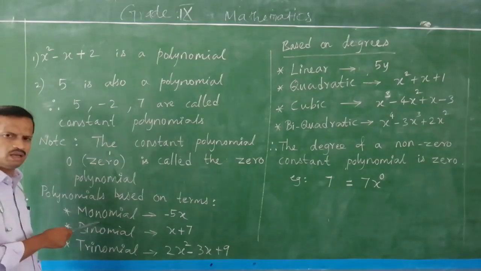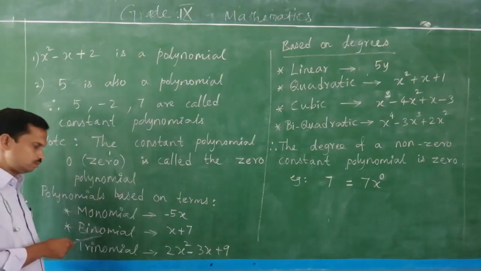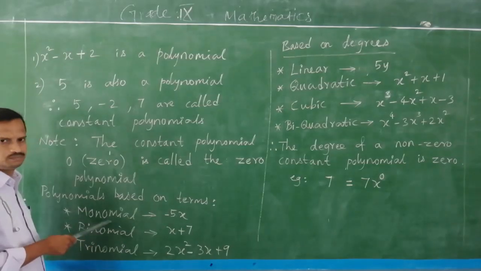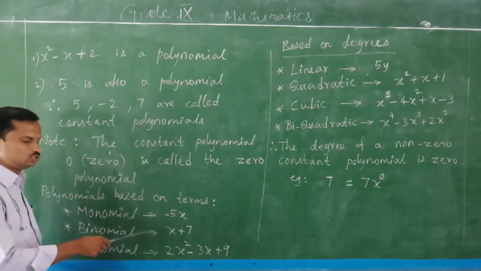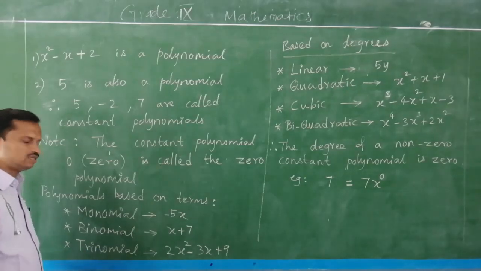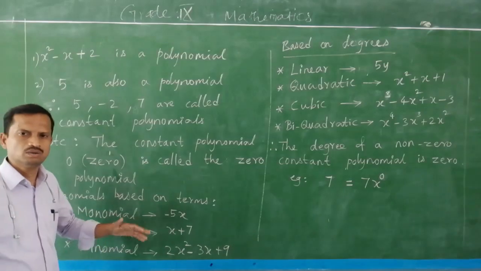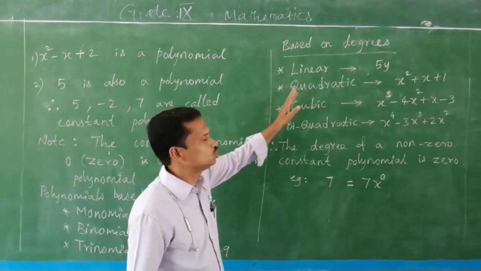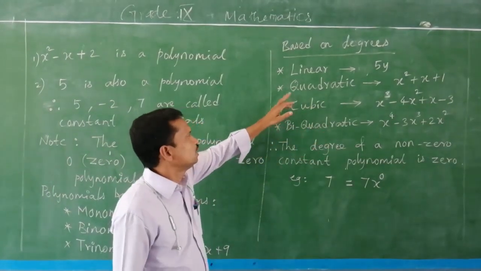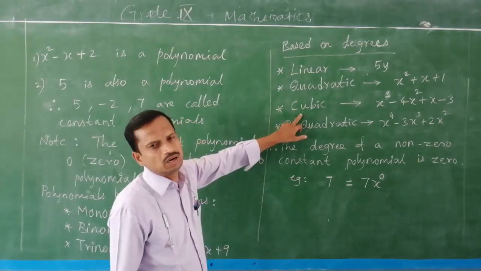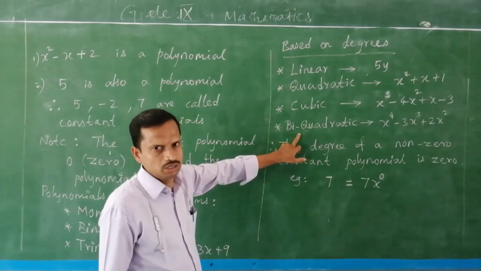More than that, all are polynomials. So monomial is a polynomial, trinomial is a polynomial. This is also a polynomial. But specifically, if it is one term, it is monomial. And if there are two terms, it is binomial. And if there are three, it is trinomial. So more than that, we say all are polynomials. And now coming to based on degrees, you see linear polynomial, quadratic polynomial, cubic polynomial, biquadratic polynomial.